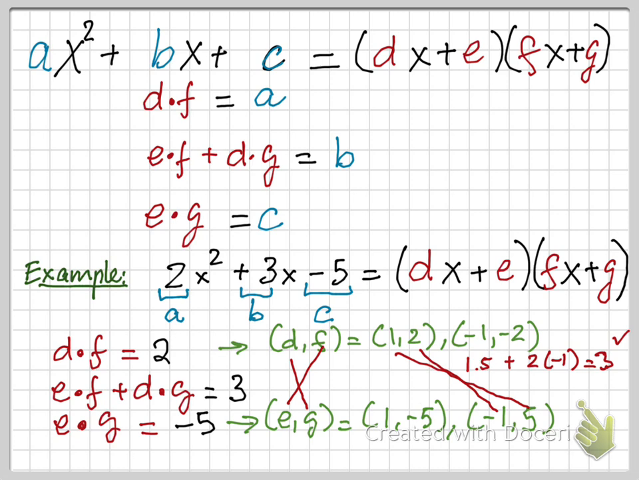Now, using the first pair for d and f and the second pair for e and g, plug them into this template here. d is equal to 1 and f is equal to 2, replacing 1 and 2. e is now equal to negative 1 and g is now equal to 5, replacing negative 1 and replacing 5. You have successfully factored this quadratic trinomial.